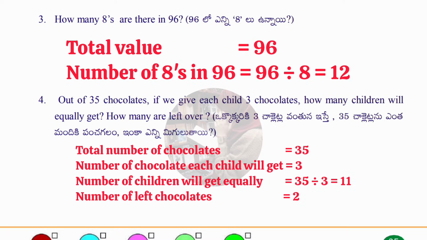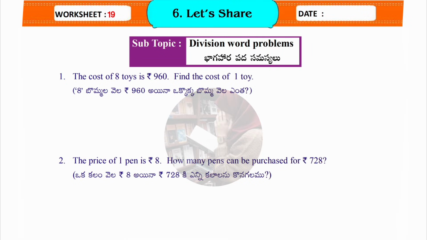Understood, guys? Okay, let's move on to the next worksheet, that is worksheet number 19. Here the subtopic is division word problems. First question is, the cost of 8 toys is 960 rupees. Find the cost of 1 toy. Okay, let's see the answer, guys.